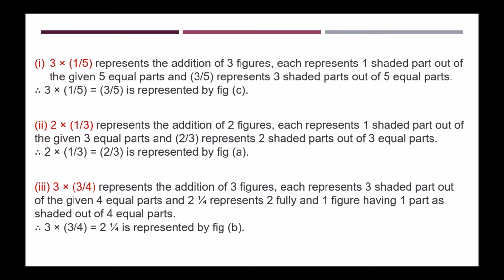3 into 3 by 4 represents the addition of three figures. Each represents three shaded parts out of the given four equal parts, and 2 and 1 by 4 represents two fully shaded figures and one figure having one part shaded out of the four equal parts. Therefore, 3 into 3 by 4 equals 2 and 1 by 4 is represented by figure B.